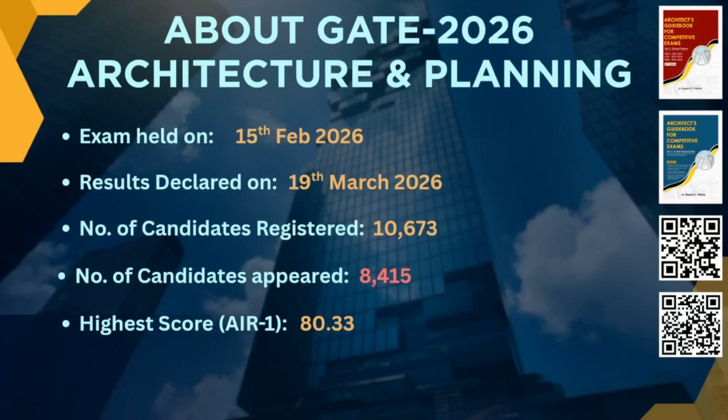Around 10,673 candidates registered for this exam and only 8,415 candidates appeared. So around 2,000 candidates preferred to just donate their registration fee to the conducting institute, which was IIT Guwahati. As per the website, the highest score achieved by the candidate, that means the AR1 candidate, is 80.33. So these were the brief facts about the GATE Architecture and Planning 2026 question paper.